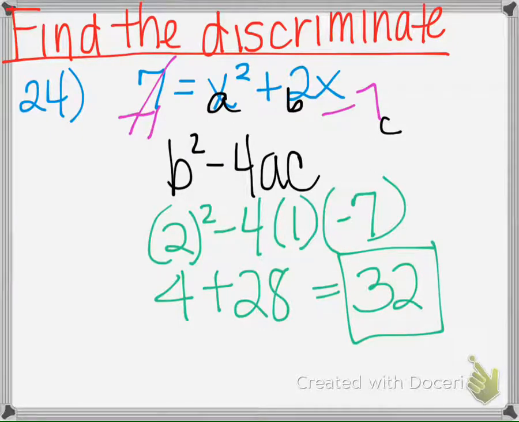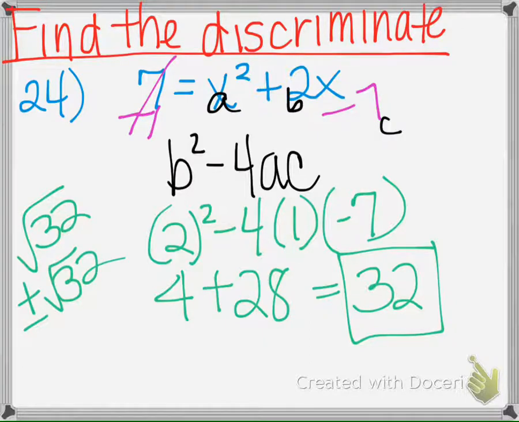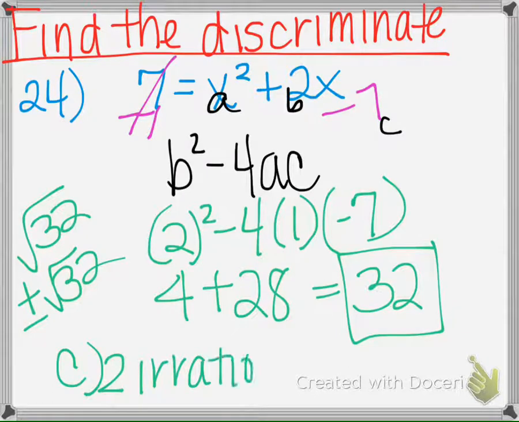And what that tells us is if we had the square root of 32, the square root of 32 can be simplified, but the radical will still be in the answer. So we know that we're going to have 2 answers when we solve the quadratic formula. So we're going to have 2 answers, but they're going to have radicals. So that is why the answer is C. We're going to have 2 irrational, that means we're going to have radicals. That's what irrational means. Irrational solutions.